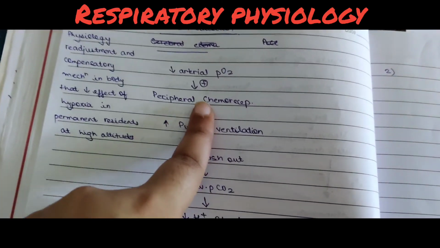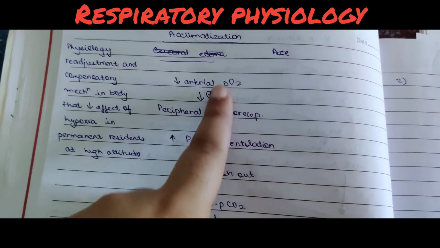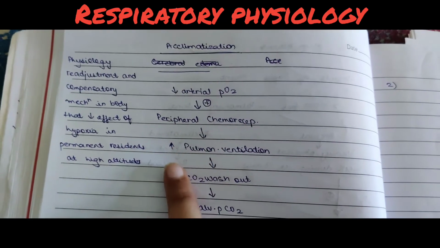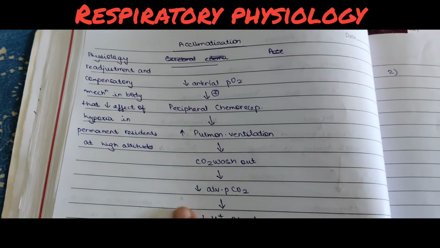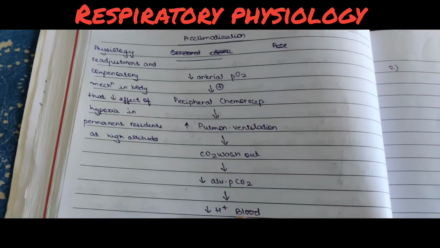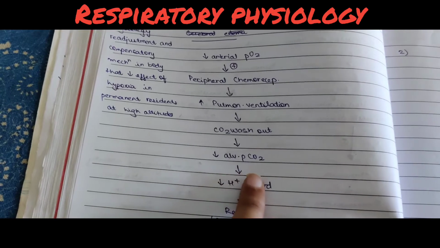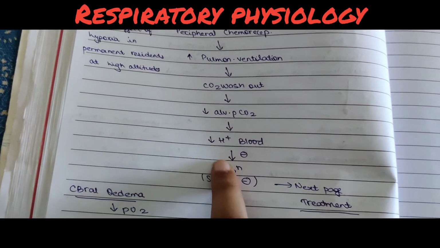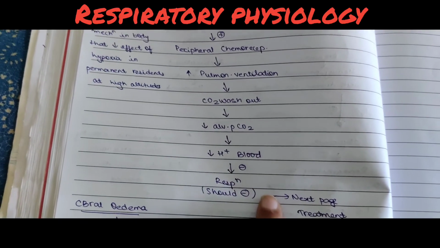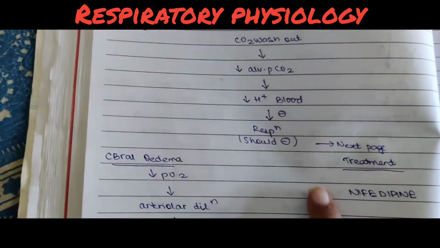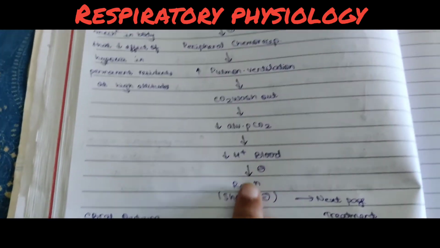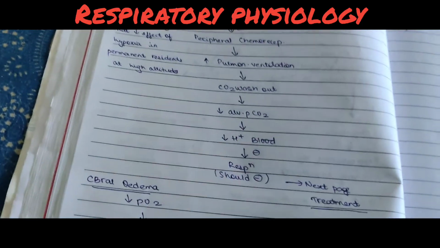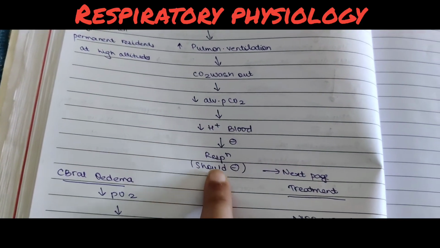So what is the mechanism? Firstly, arterial PO2 will decrease, which will stimulate the peripheral chemoreceptor. It will increase the pulmonary ventilation, which will lead to carbon dioxide washout, and this washout will decrease the PCO2, which will decrease the H plus in the blood, and this decreased H plus in the blood will inhibit the respiration. Okay, so this is the mechanism of acclimatization, that when arterial PO2 decreases, it will decrease the respiration.